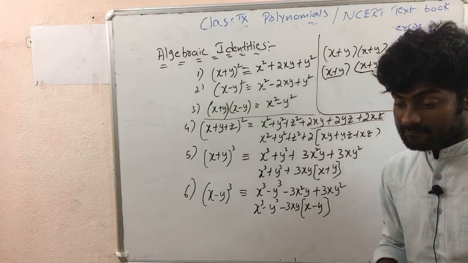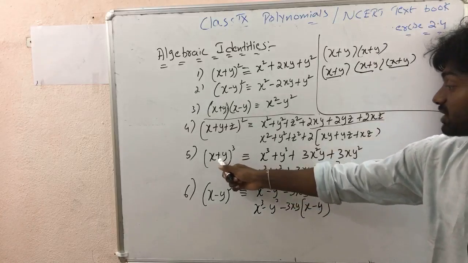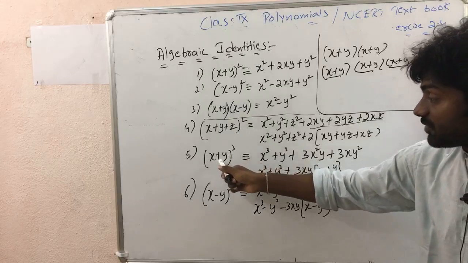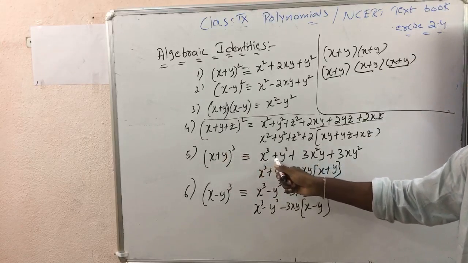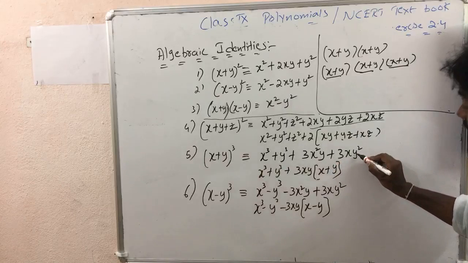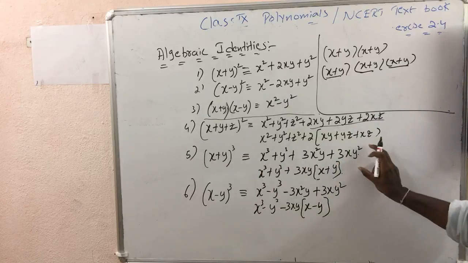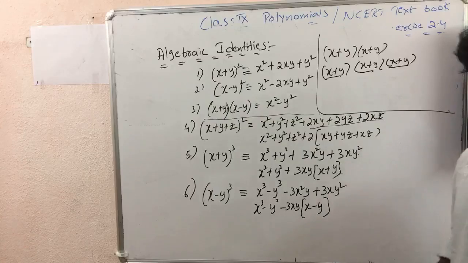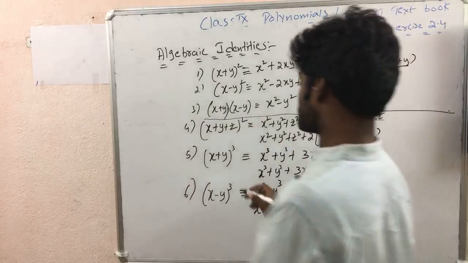Now see, the formula for x plus y whole cube equals x cube plus y cube plus 3x square y plus 3xy square. You can write it like this or like this also, both are same. Okay, done with this.